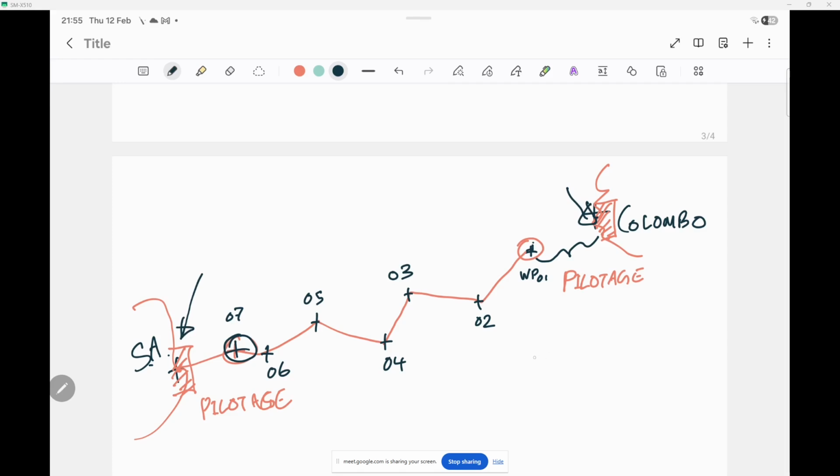Okay, let me rephrase it again. Berth to berth. Even though you are taking the pilot, you have to create the passage plan for the pilotage as well. Are we clear, guys?